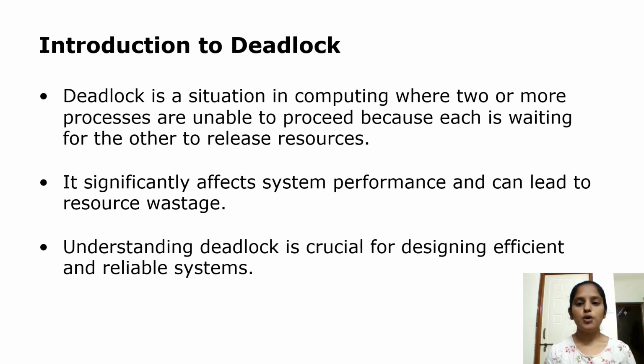Deadlock is a situation where two or more processes are unable to proceed because both are ready to process at the same time and it is difficult to select the process which is to proceed. It significantly affects system performance, which means that selecting a process and letting it proceed can lead to resource wastage. Understanding deadlocks is crucial for designing efficient and reliable systems.